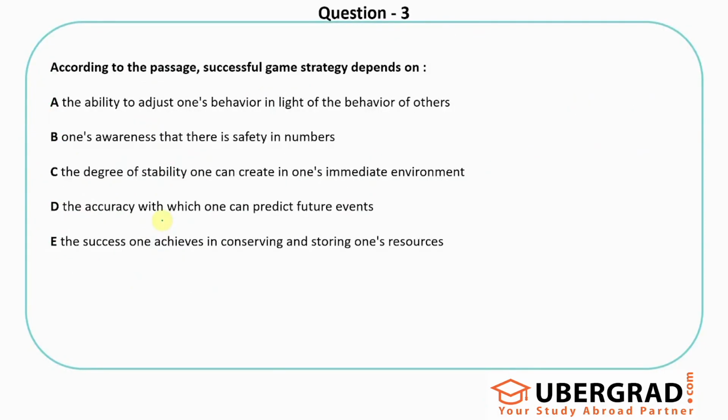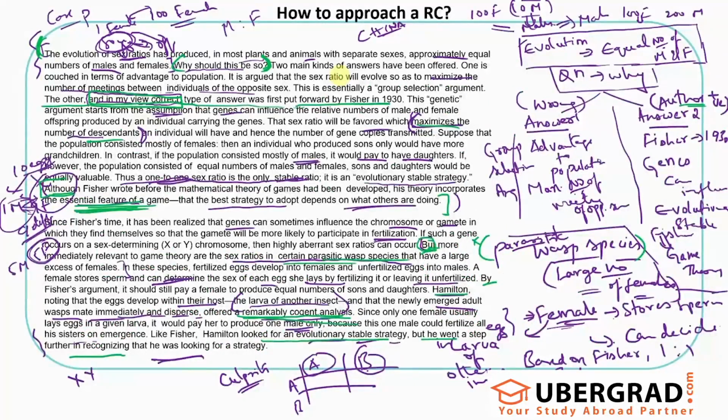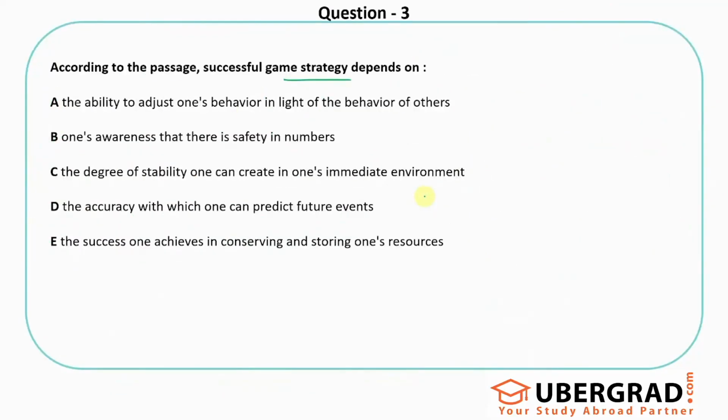According to the passage, successful game strategy depends on. So here it's talking about game strategy, right? And if you see, they have clearly written one line on game strategy, the mathematical theory of games. His theory incorporates the essential feature of a game, that the best strategy to adopt depends on what others are doing. That's the only thing. If you understand, you can mark this right. So this is like a specific detail question. You just have to understand those two lines.